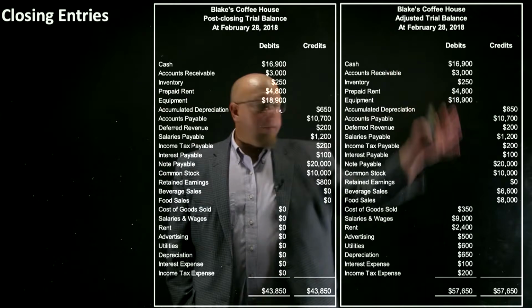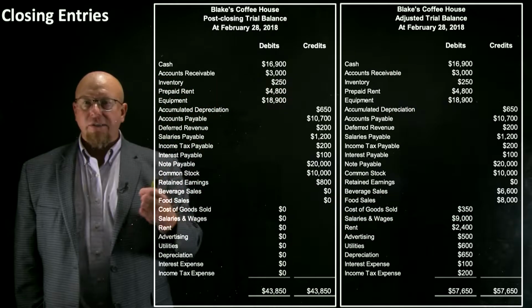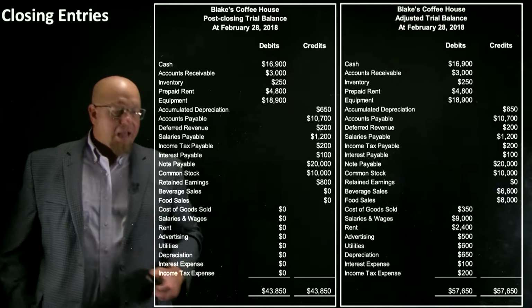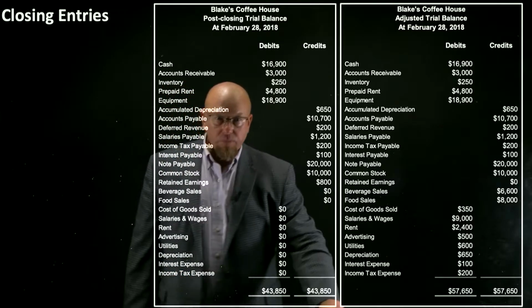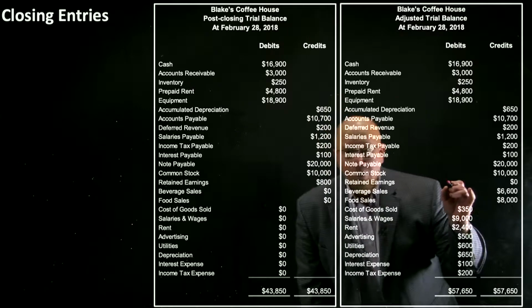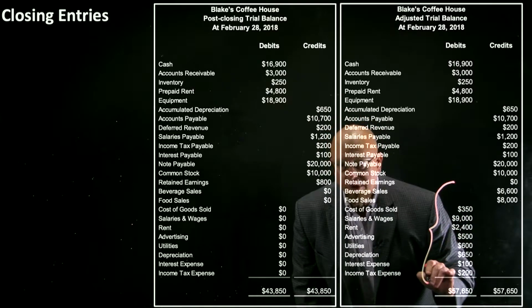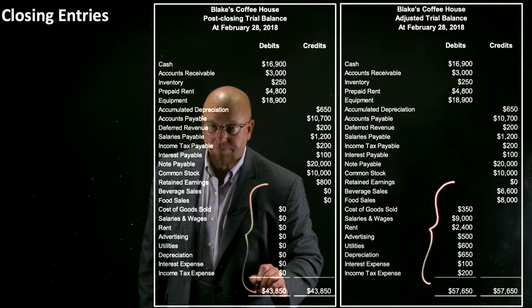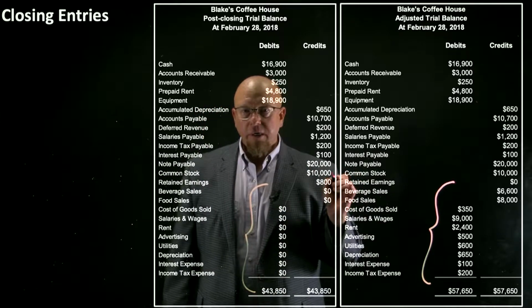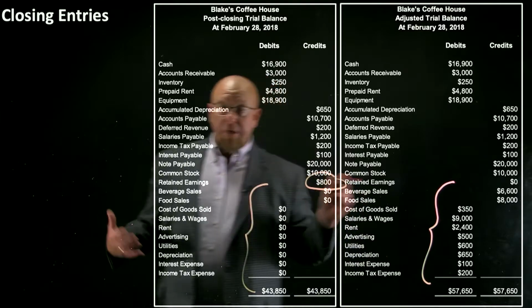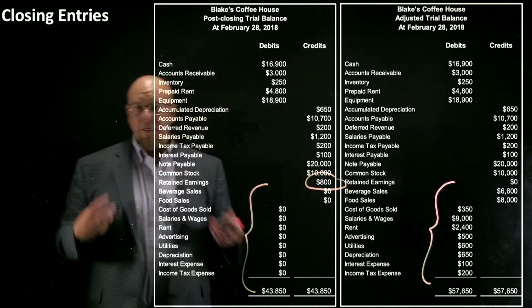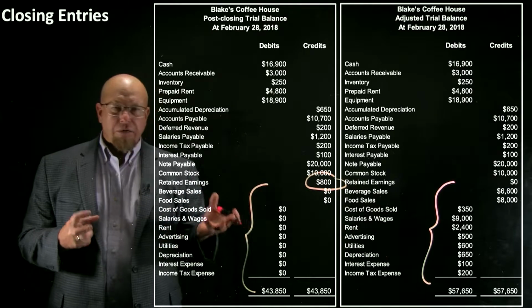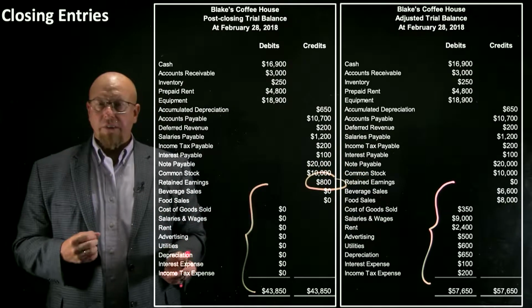This is the adjusted trial balance that we used to prepare the balance sheet at the end of February and the income statement for the month of February. After the closing entries, what you'll notice is all of these temporary accounts that appear on the income statement have been converted to 0 balances. And the result, which is net income, because revenues minus expenses equals net income. So the net income for the period has been closed out and dumped into retained earnings.